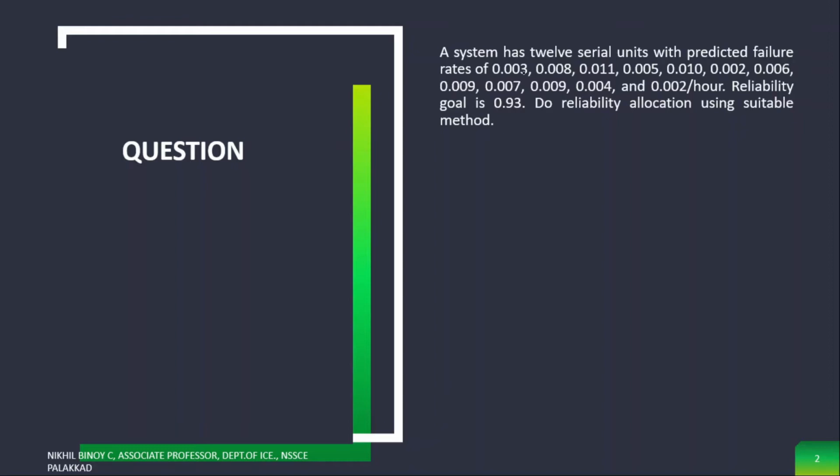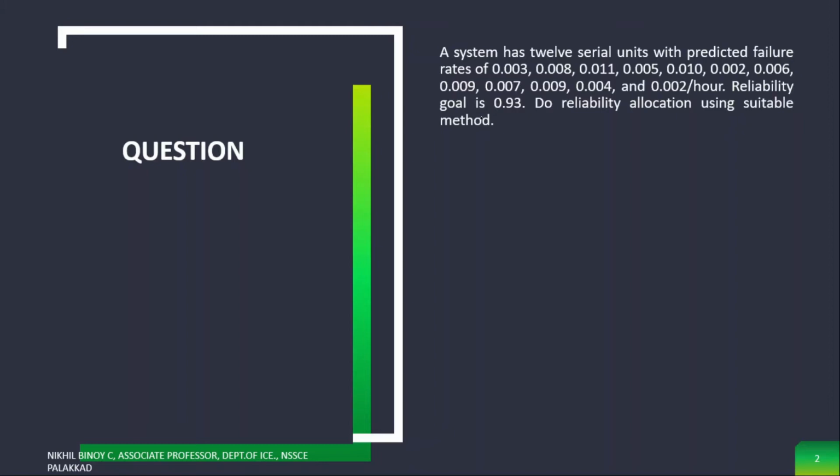So this one is a question. A system has 12 serial units with the predicted failure rates. So lambda 1 of each component is given, that is 0.003, 0.008, 0.011, 0.005, 0.010, 0.002, 0.006, 0.009, 0.007, 0.009, 0.004 and 0.002 per hour.